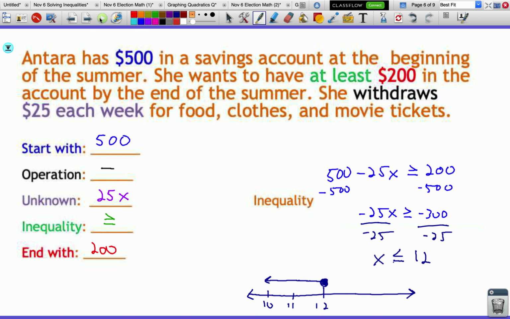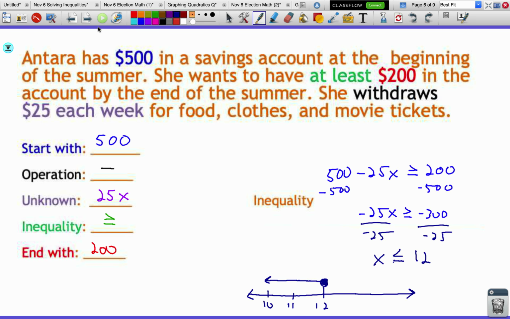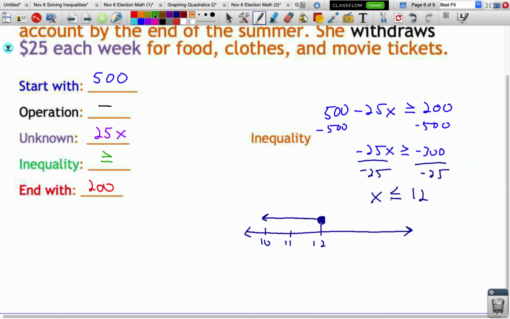All right, so now to answer the question, I guess there's not really a question. It's more just represent the situation, but we can still put this all together into a sentence. She can keep this up for a max of 12 weeks. She can keep withdrawing $25 each week for a maximum of 12 weeks and stay above her $200 threshold.